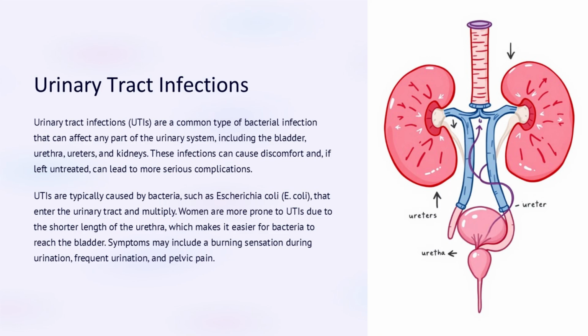Urinary tract infections, UTIs, are a common type of bacterial infection that can affect any part of the urinary system, including the bladder, urethra, ureters, and kidneys. These infections can cause discomfort and, if left untreated, can lead to more serious complications. UTIs are typically caused by bacteria, such as E. coli, that enter the urinary tract and multiply. Women are more prone to UTIs due to the shorter length of the urethra, which makes it easier for bacteria to reach the bladder. Symptoms may include a burning sensation during urination, frequent urination, and pelvic pain. It's important to address UTIs promptly to prevent further complications.